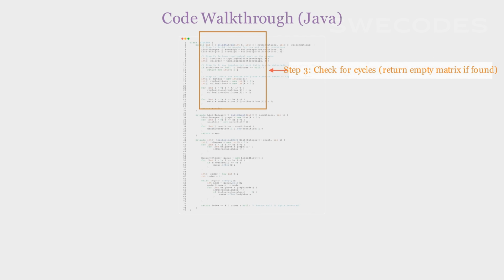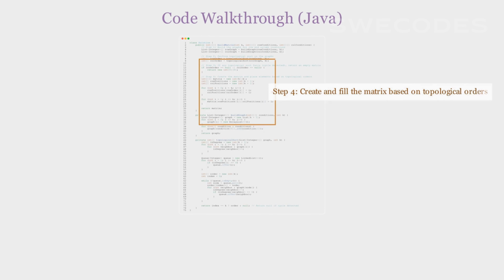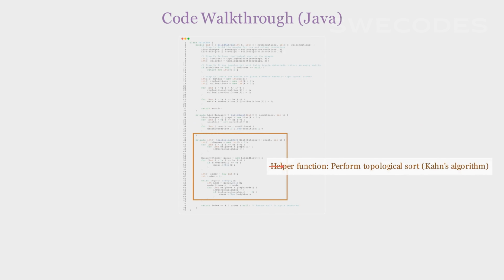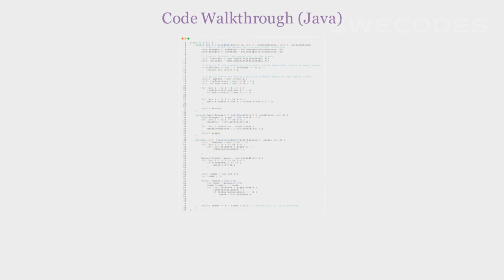The buildGraph function creates our adjacency lists, while topological sort implements Kahn's algorithm. This algorithm is crucial as it detects cycles and provides us with a valid ordering if one exists. Pay special attention to how we handle the matrix creation. We use the results of our topological sorts to determine the exact position of each number in the matrix, ensuring all conditions are met.